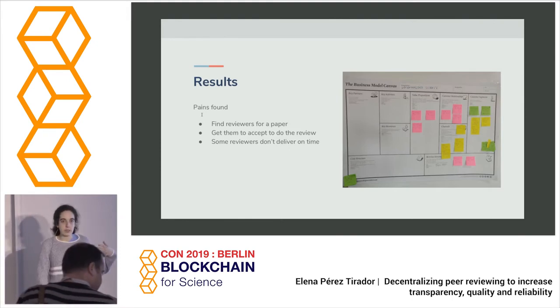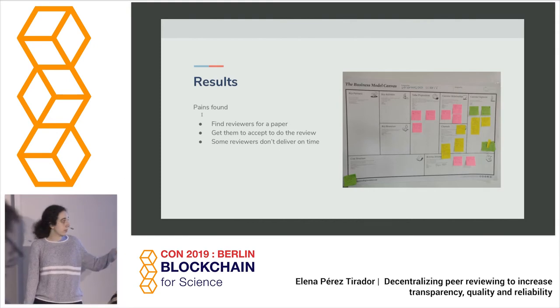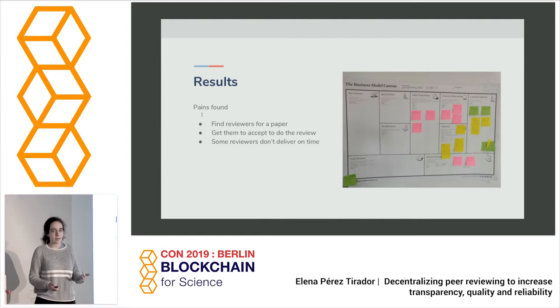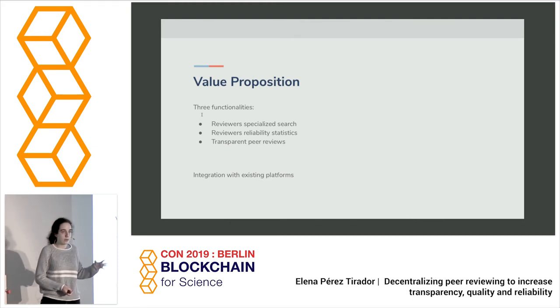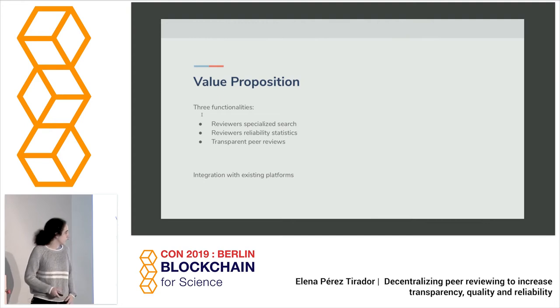Taking all this into account, we started building our business model canvas to define aspects such as customer segments or a value proposition. To solve these problems we had found, we defined a value proposition composed of three main functionalities. First, a reviewer's specialized search. This is when an editor is looking for reviewers to review a certain paper, this functionality will help find which ones are the best regarding both the content of the paper and the reviewer's interests.